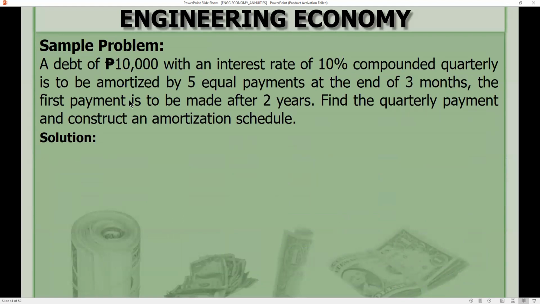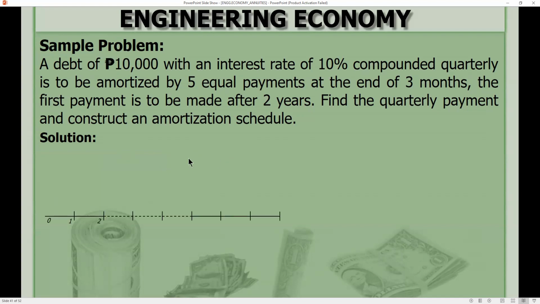Another one. A debt of 10,000 pesos with an interest rate of 10% compounded quarterly is to be amortized by 5 equal payments at the end of every 3 months. The first payment is to be made after 2 years. Find the quarterly payment and construct an amortization schedule.